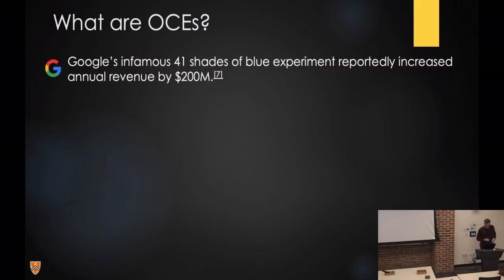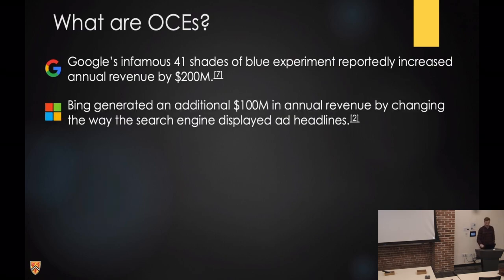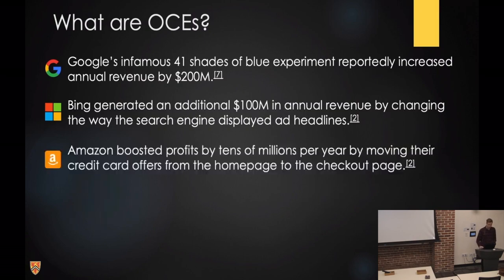To give you a sense of some of the dollar values behind this, Google had an experiment a number of years ago where they experimented with the color of the URL in search results. The ones that were ads, they changed the color of blue on those URLs, and it turned out that there was a specific blue that, when used, increased annual revenue by 200 million. Bing also changed the way they displayed ad headlines. That changed their revenue by 100 million.